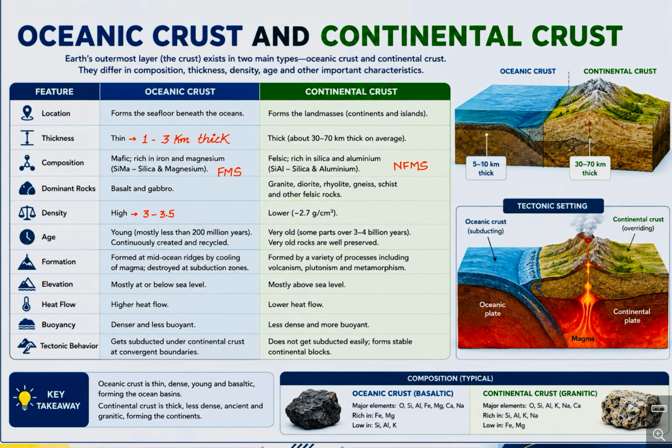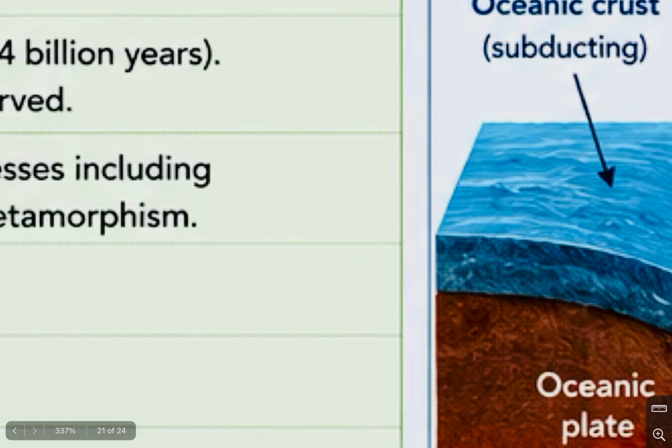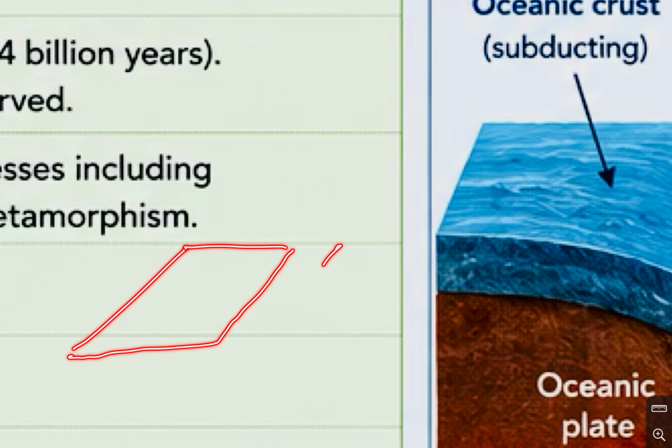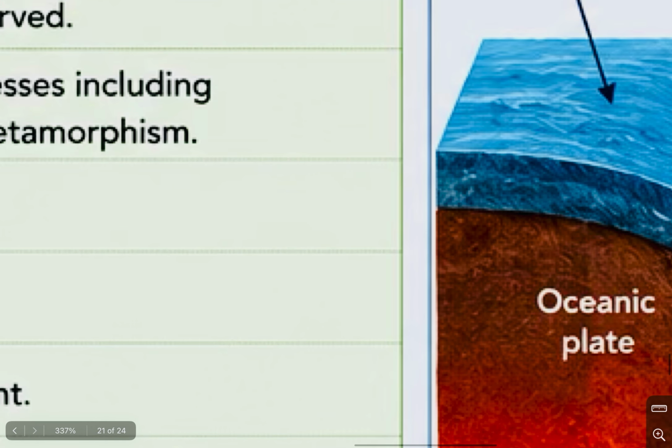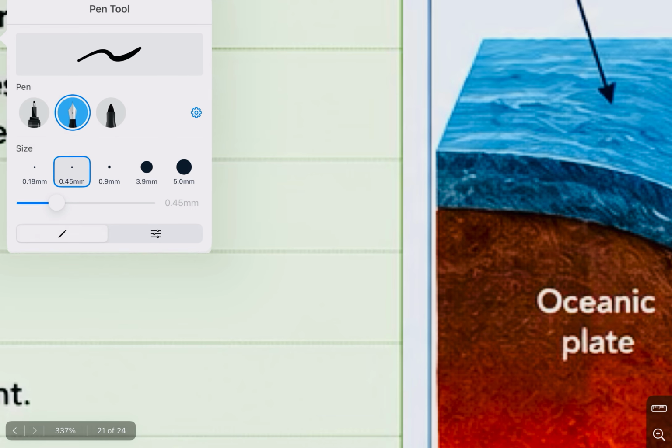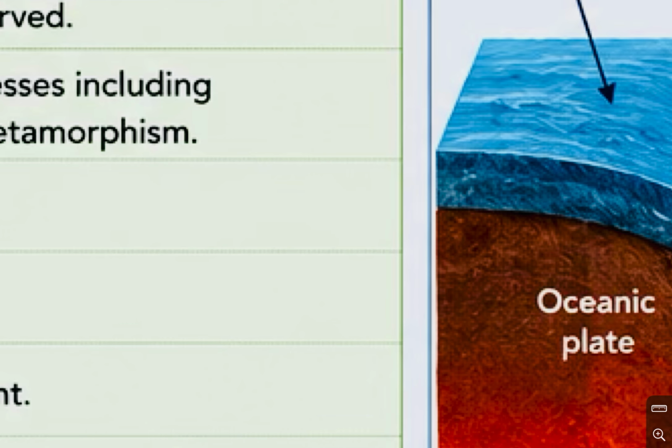Now, the formation of this oceanic crust: they are basically formed at the mid oceanic ridges by the cooling of magma. And what happens is, suppose this is an oceanic ridge, this is an oceanic crust. Okay, so there is a convection cell of magma. Magma rises and moves like this.